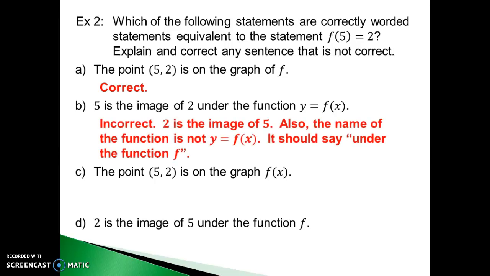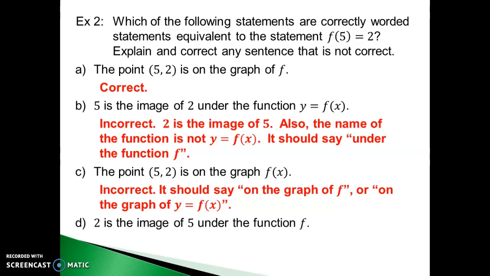For B, it is incorrect, and there's two reasons why. First, 2 is the image of 5, because 5 is the pre-image, 2 would then be the image. Secondly, the name of the function is not y equals f of x. It should just say under the function of f. So the sentence corrected would be 2 is the image of 5 under the function f.